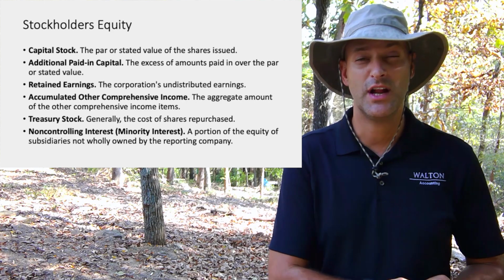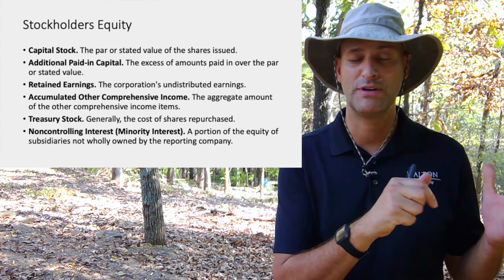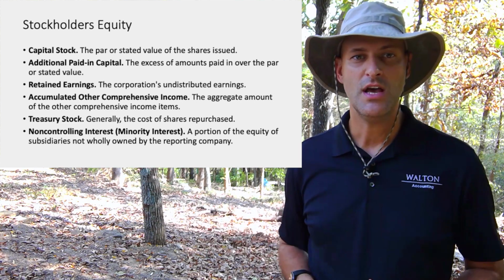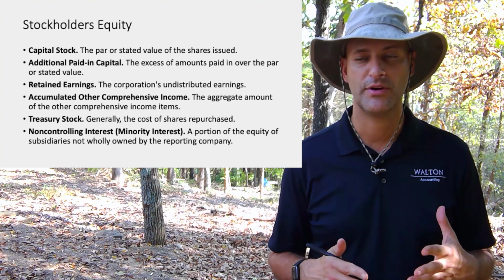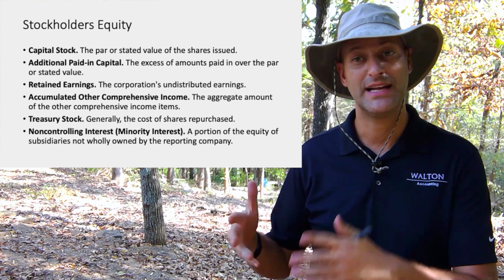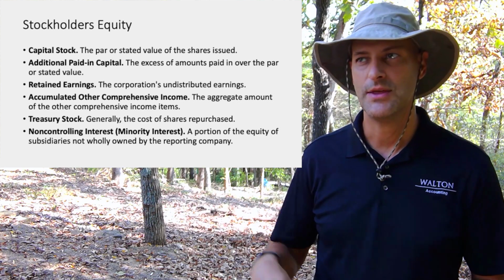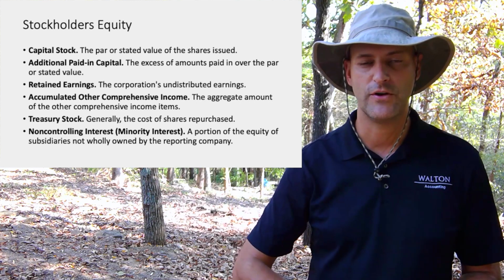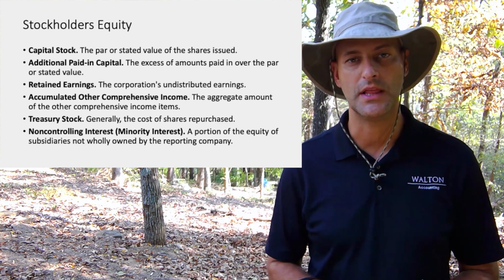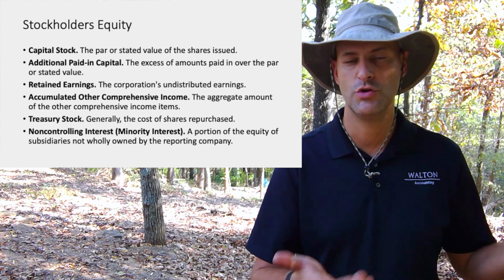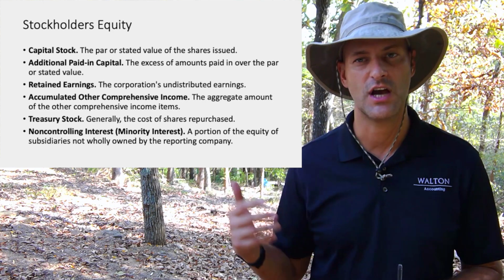Next, we have accumulated other comprehensive income. Just like retained earnings captures net income over time, accumulated other comprehensive income captures other comprehensive income over time. Every year we have an amount of other comprehensive income, and the effect of that flows into the accumulated other comprehensive income every period. So it's an account that just accumulates every year's comprehensive income.